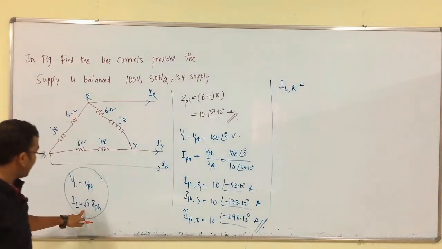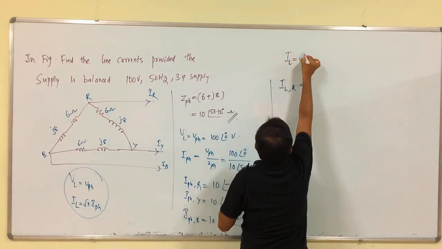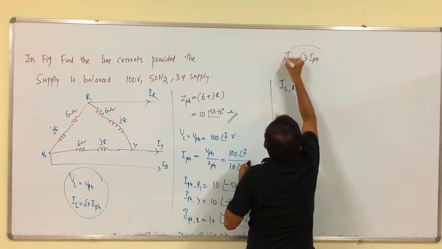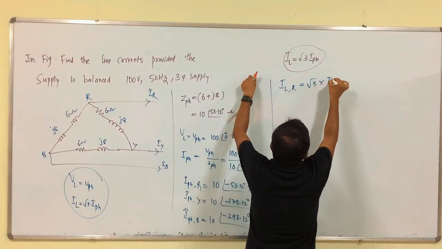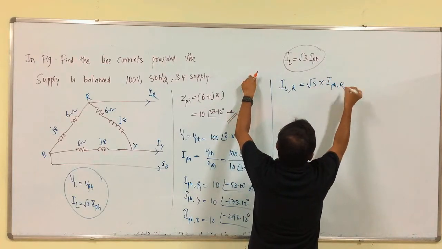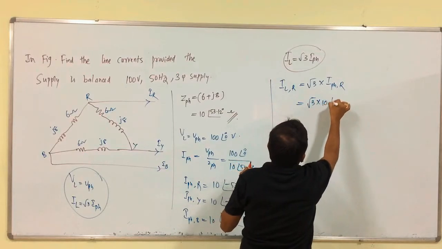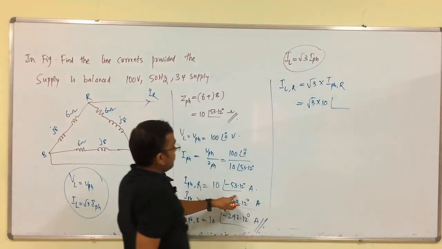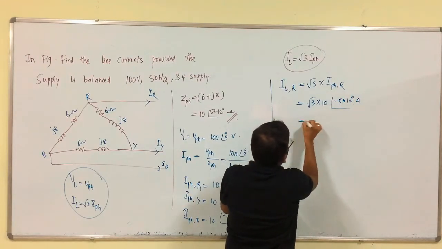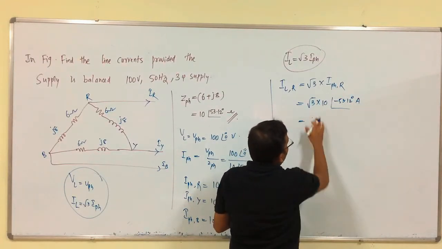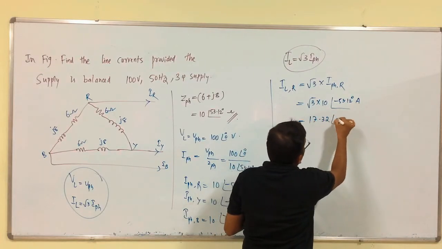We all know that line current equals root 3 into I phase. So, root 3 into phase current of R, which is equal to root 3 into 10 at an angle minus 53.12, which is equal to 10 into root 3, that is 1.73 into 10, that is 17.32 at an angle.